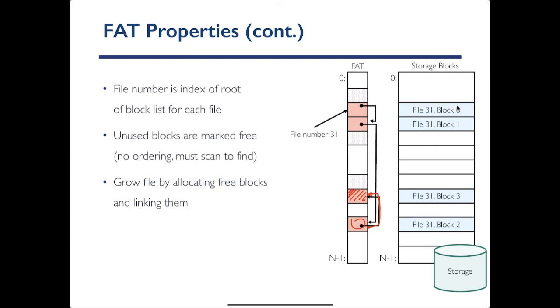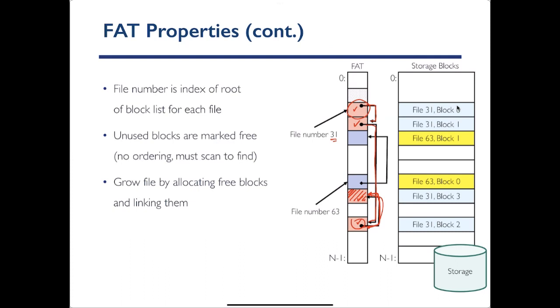Deleting them is also easy. So if you want to delete file 31, you start with entry 31, you mark it as free, then you follow it, mark it free, you follow it, mark it free, you follow it, mark it free. So you basically free all those entries corresponding to your file.